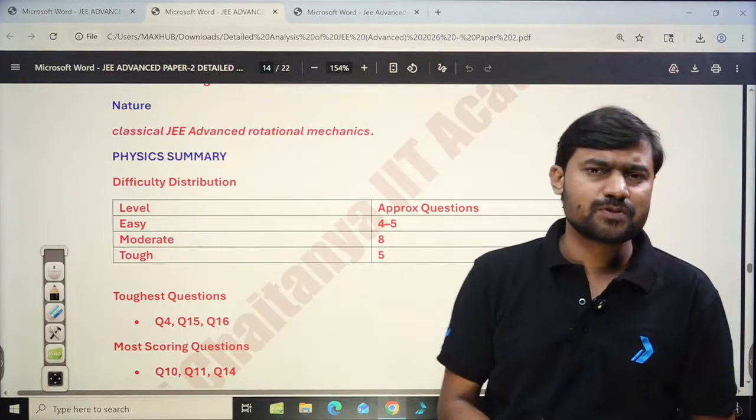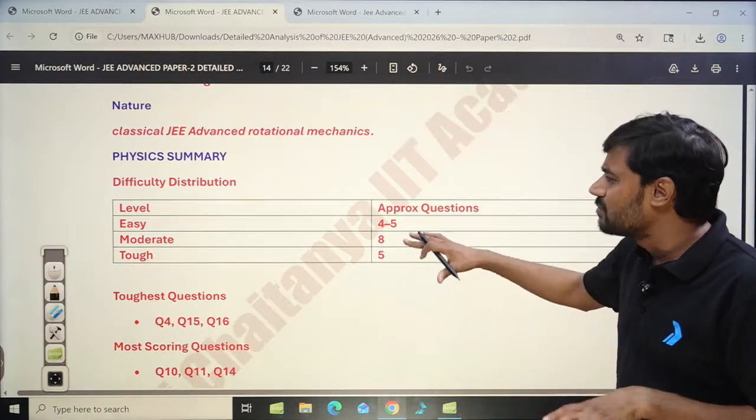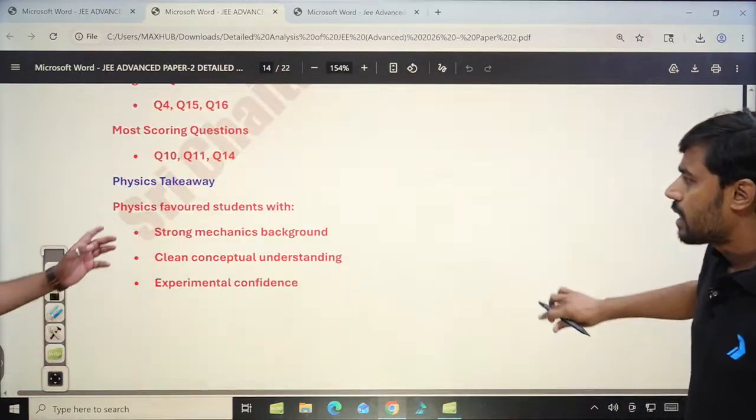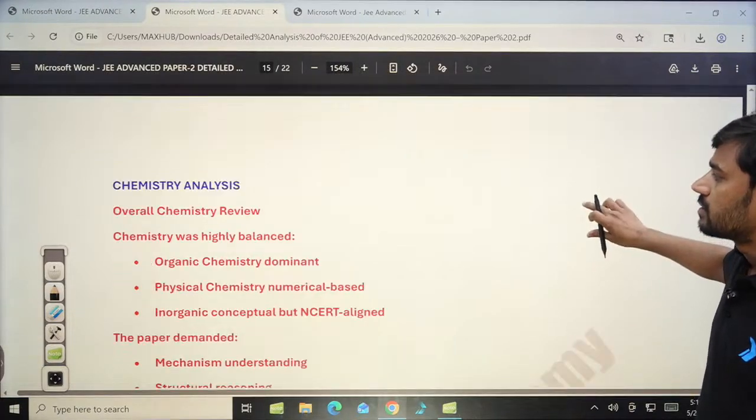So paper 2 was from moderate to tougher. More than, you can say, 8 questions were moderate, which means it is good. The toughest questions were 4, 15 and 16. So this was your physics.